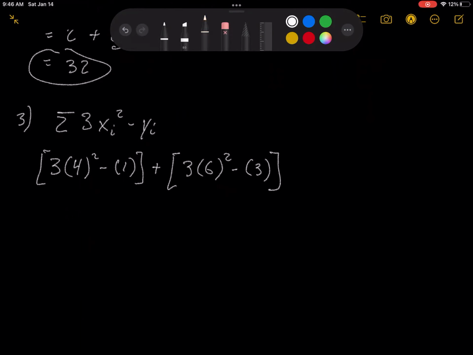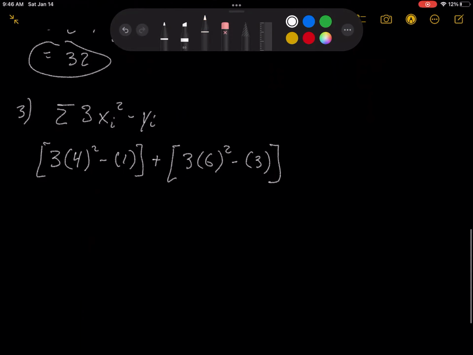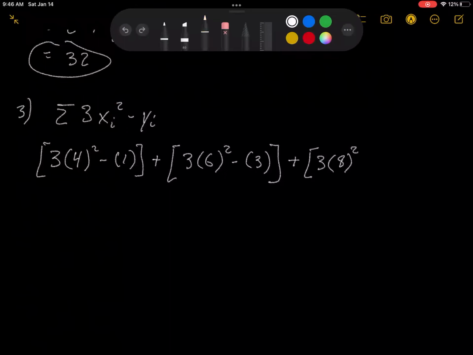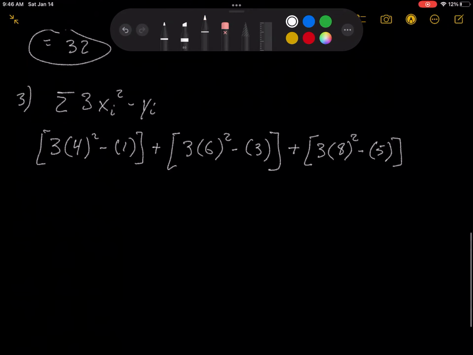All right, so maybe the pattern is becoming clear. I'll add the next term in the sum, which is 3 times my third x value, because I'm in the third term of the sum. So i is equal to 3. My third x value is 8. I square it because I'm told to square it. I subtract off my third y value. My third y value is 5. And I kind of ran out of space right there.